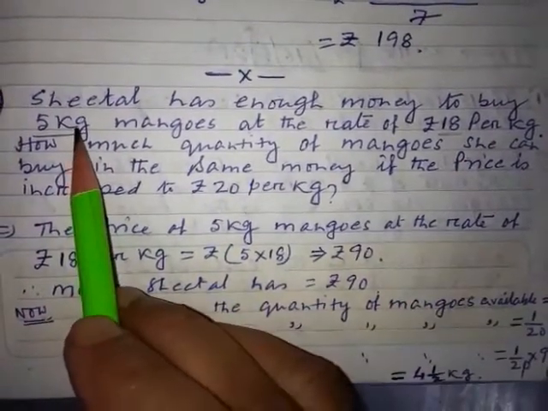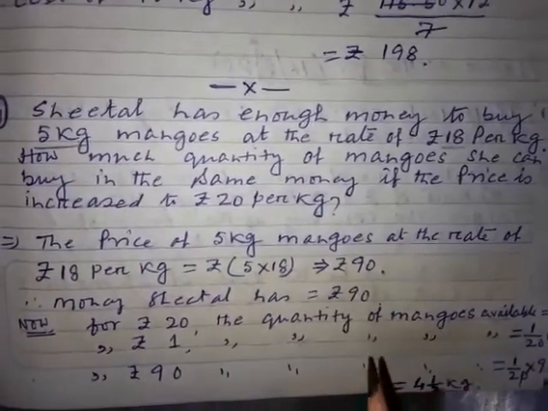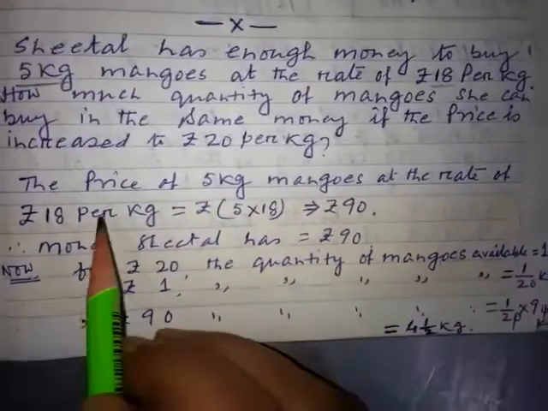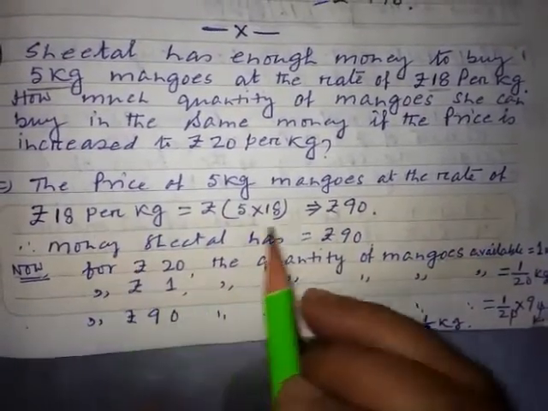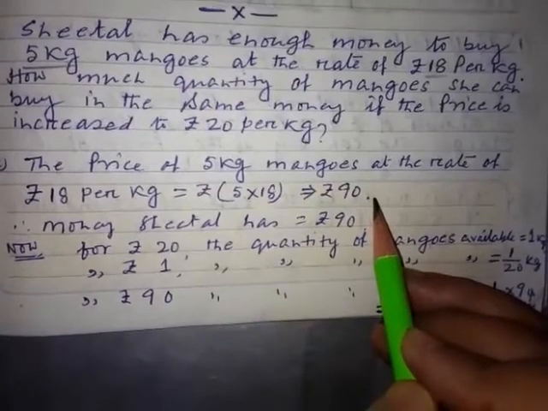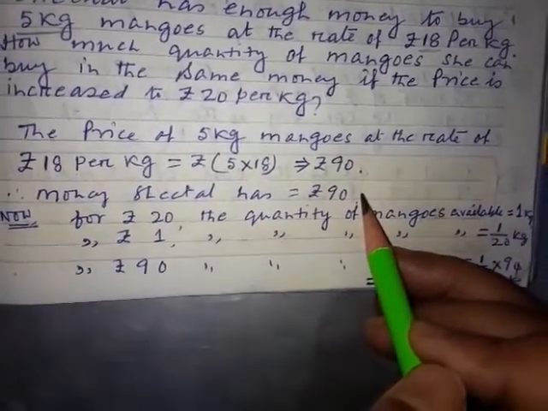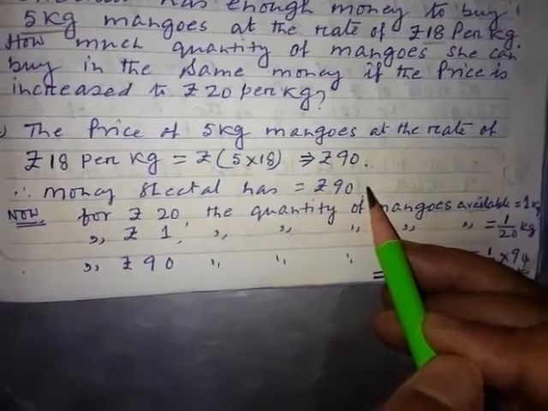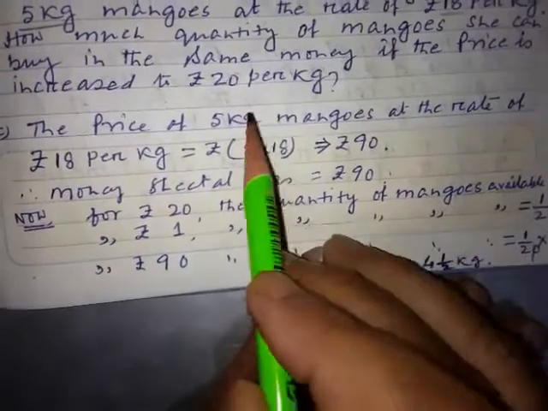Total how much money did she spend? 18 into 5. If you multiply it, you will be able to find out the money spent by her to buy the mangoes. I've written here, the price of 5 kg mango at the rate of rupees 18 per kilo is equal to 90. So how much money does Sheetal have? 90 rupees. Now what is happening here? Now the cost of mango has been increased. What is the cost of mango?